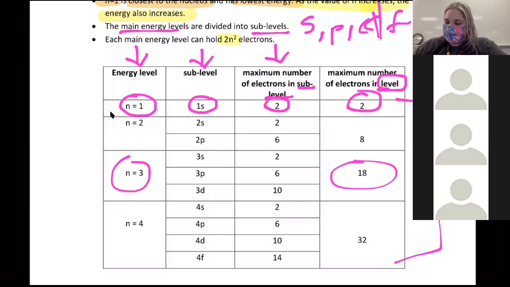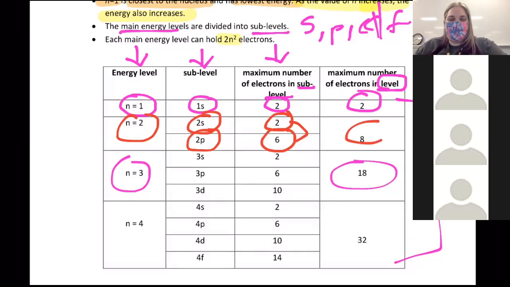If I go up to the 2nd energy level, now I have 2 sublevels. There's an S and a P on the 2nd energy level. And so S still can only hold 2, but a P sublevel has 3 orbitals, so it can hold up to 6 electrons. So if I add 6 and 2 together, that's where this 8 comes from. So 8 total electrons on the 2nd energy level. 2 of them are going to be in the 2S sublevel. 6 of them are going to be in the 2P sublevel. And then it kind of just keeps going.